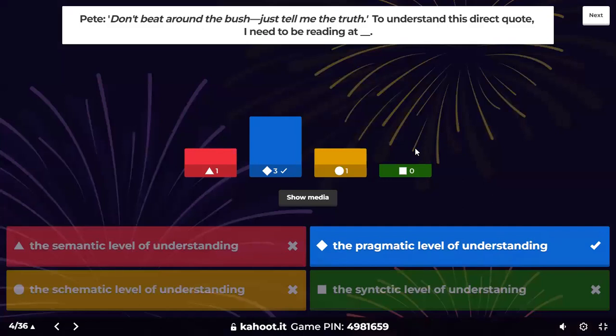So here I should be reading at the pragmatic level. The pragmatic level, which is the figurative level. So don't beat around the bush. You should not look at this idiom literally, because you will get it wrong. It means that you need to go straight to the answer.